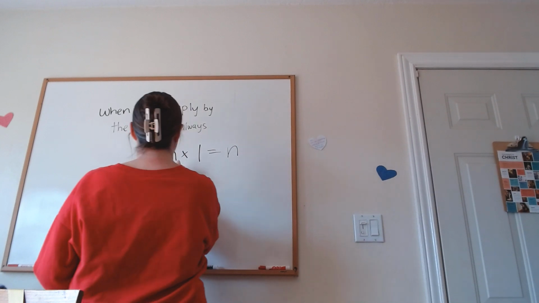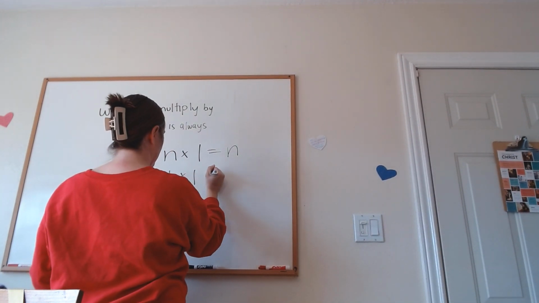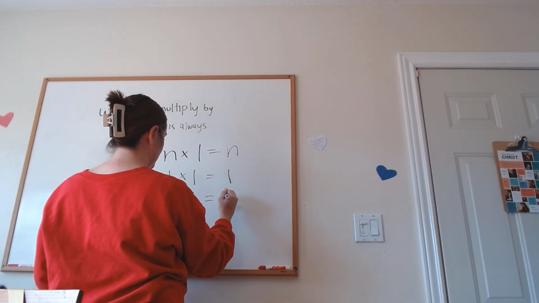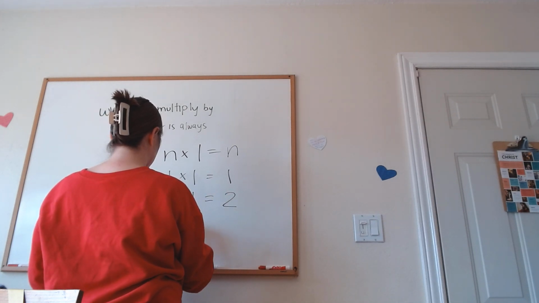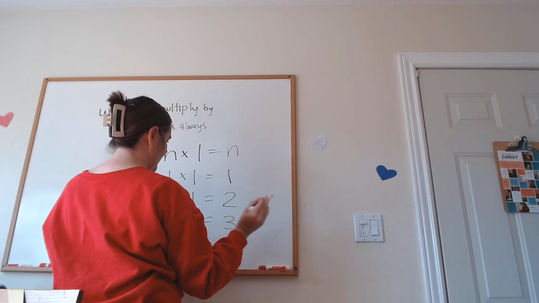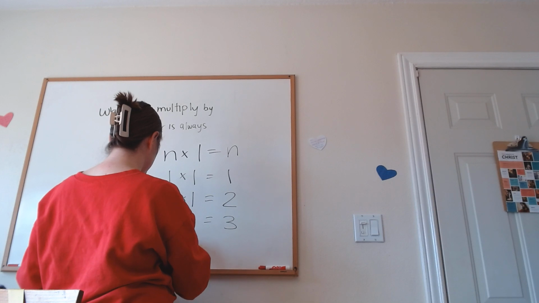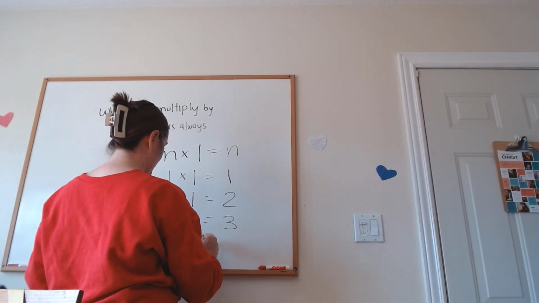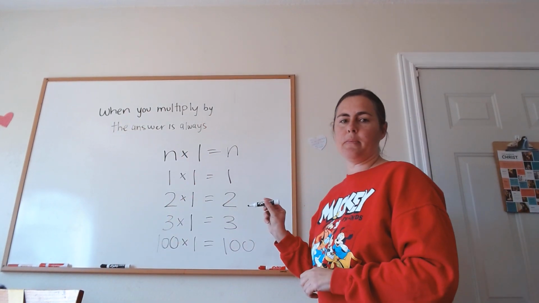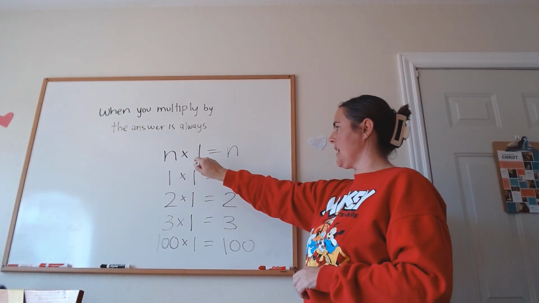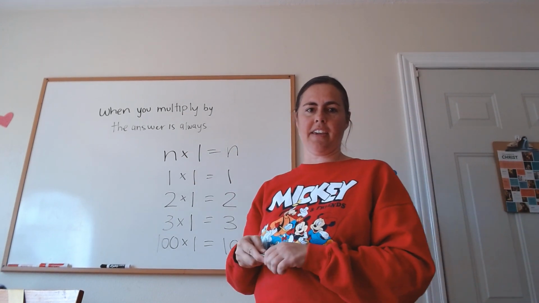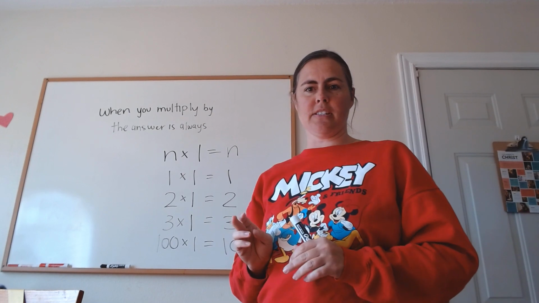So 1 times 1 equals 1. 2 times 1 equals 2. 3 times 1 equals 3. And it'd be the same, so if you did 100 times 1, it would equal 100, because anything times 1 is itself. Okay, so those are the first two steps.